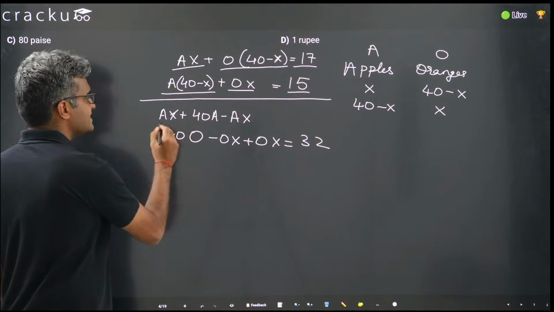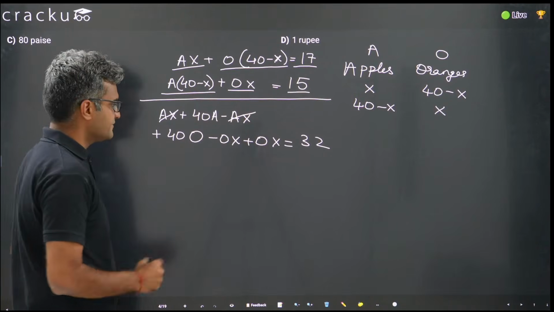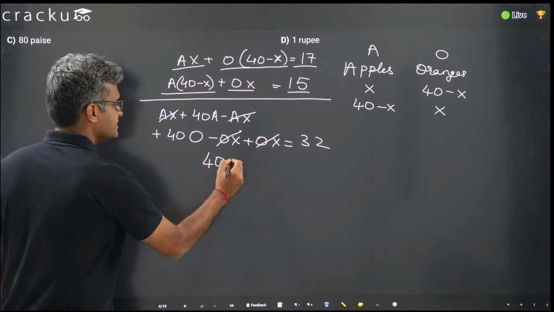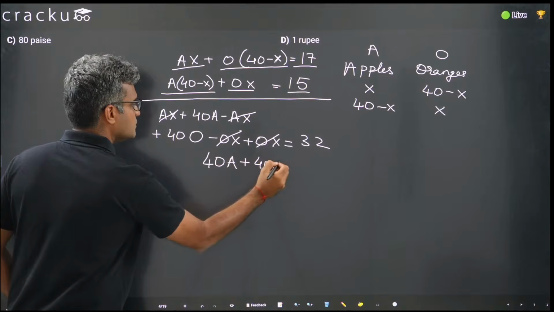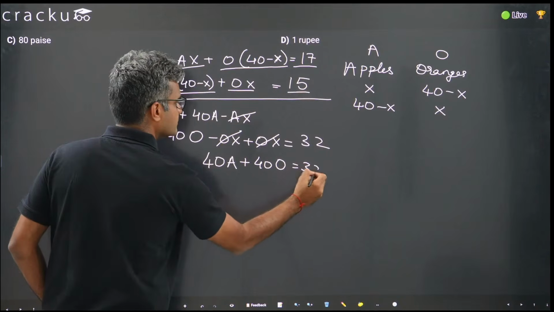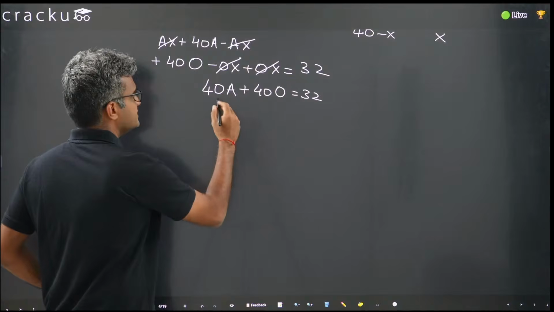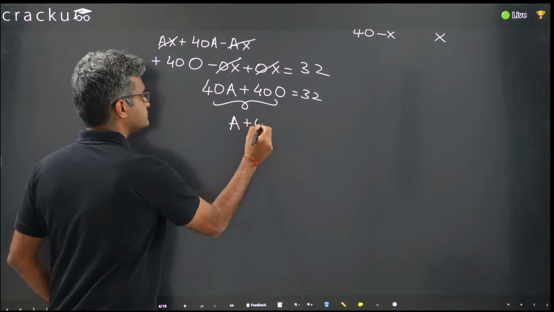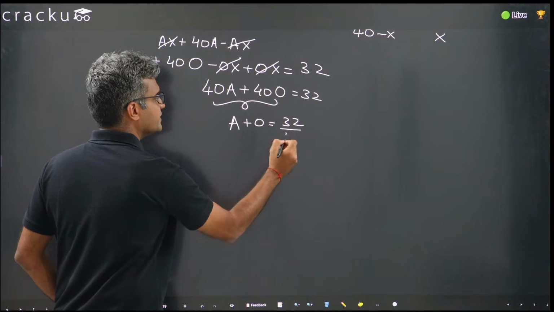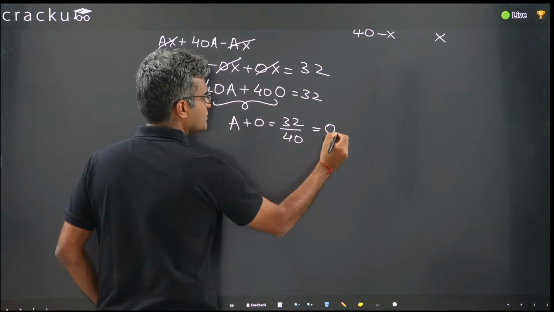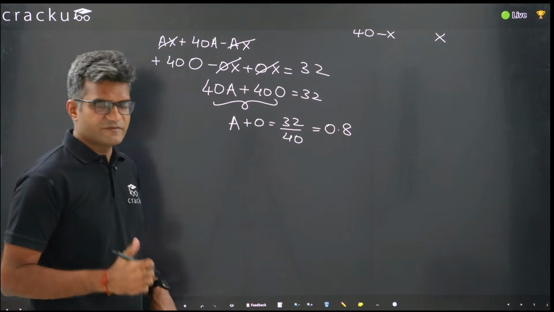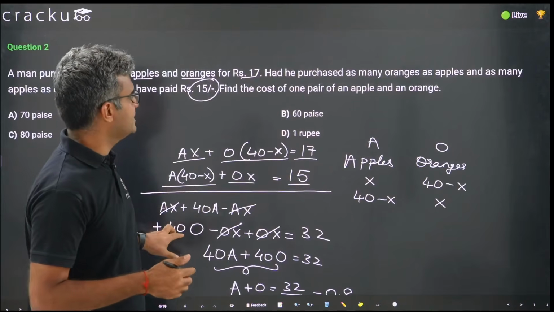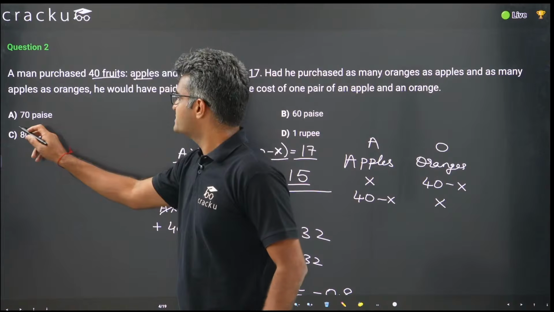You will notice that we can cancel AX and minus AX. We can also cancel minus OX and OX. So what we are essentially left with is 40A plus 40O is equal to 32. Or this is basically 40 times A plus O. So A plus O is equal to 32 by 40, and 32 by 40 is 0.8. So the cost price of an apple and one orange is equal to 0.8 rupees, or that will equal 80 paise, which is option C.